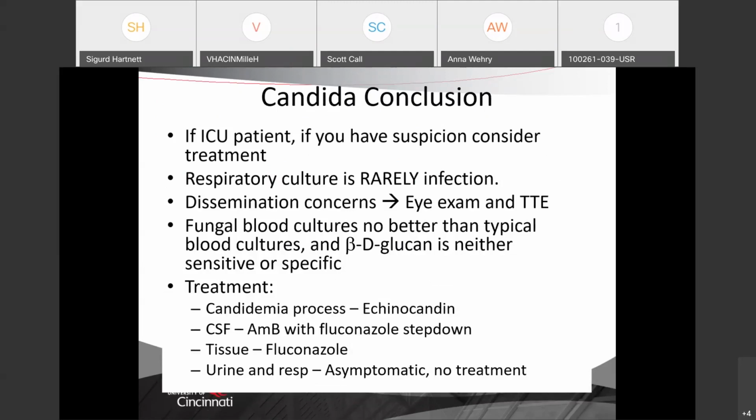Treatment: if it's a candidemia process, you want echinocandins. If it's in the CSF, you want amphotericin, and that includes the eye. If it's in the tissue, you want fluconazole, and if it's in the urine or the respiratory tract and it's asymptomatic, you do not want to treat.